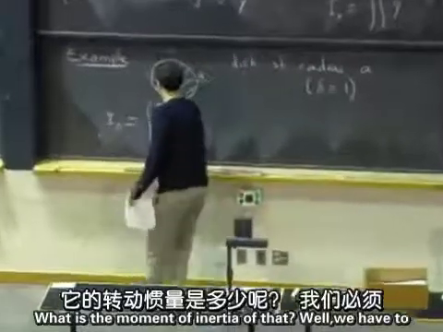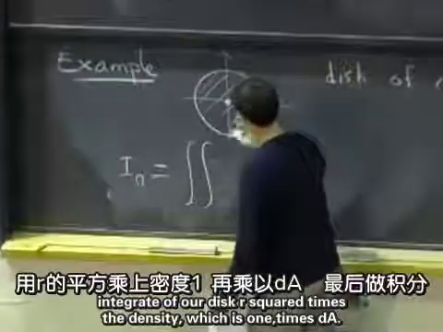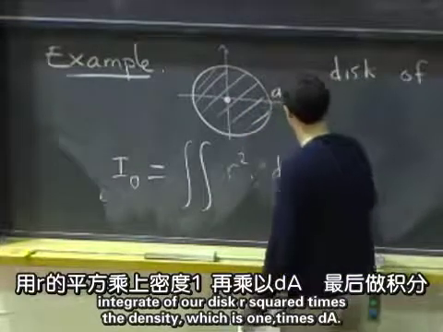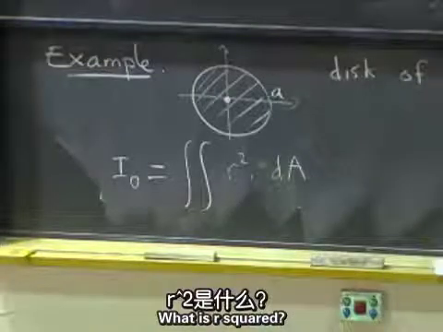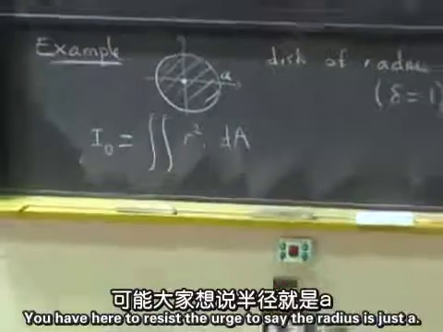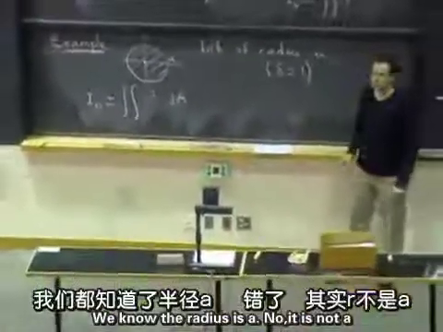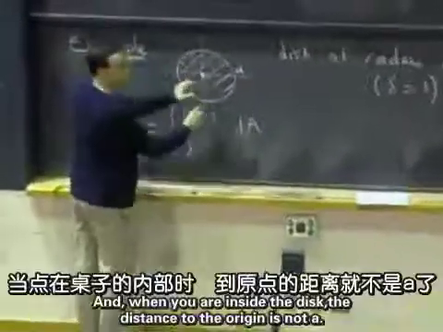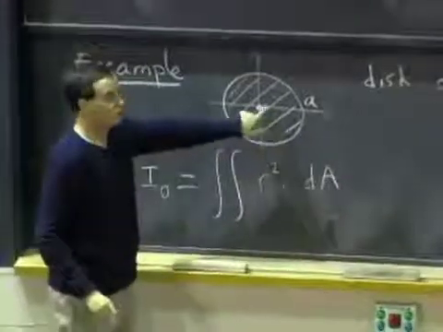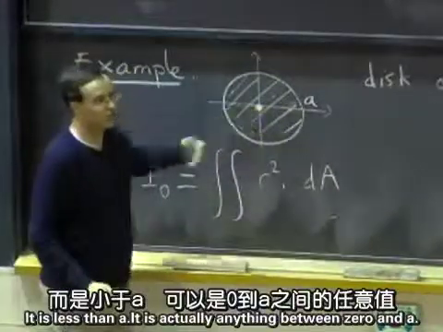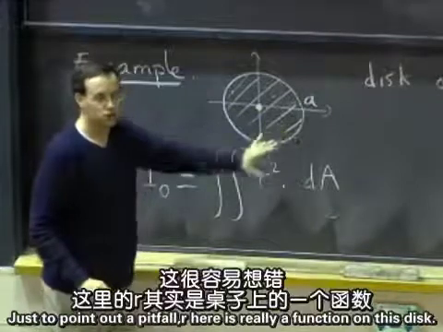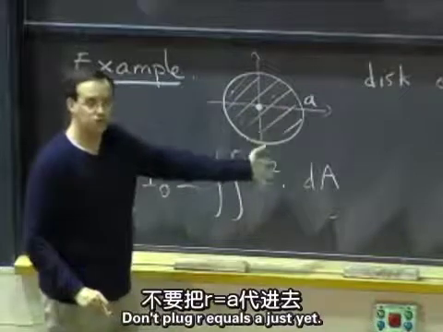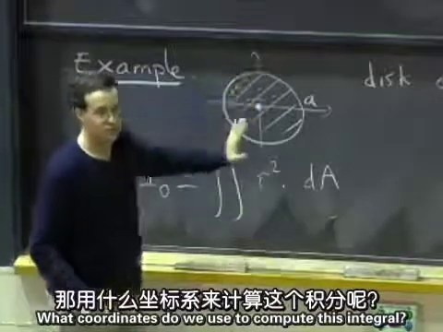Well, we have to integrate over our disk r squared times the density, which is 1, times dA. Okay, what's r squared? So you have here to resist the urge to say, oh, the radius is just a. We know the radius is a. No, it's not a, because we're looking at rotation of any points inside this disk. And when you're inside the disk, the distance to the origin is not a, it's less than a. It's actually anything between 0 and a. Okay, so just to point out a pitfall, r here is really a function on this disk, and we're going to integrate that function. Okay, don't plug r equals a just yet.